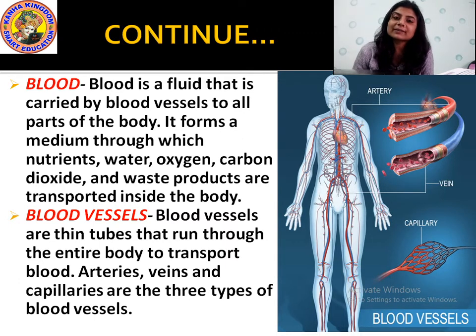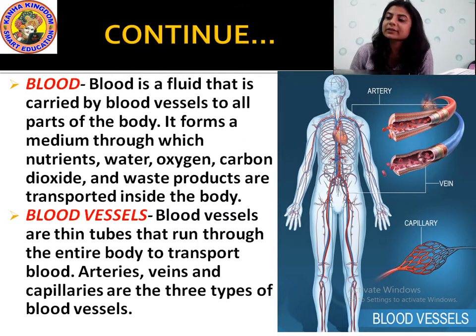And what are blood vessels? Blood vessels are the thin tubes that run throughout the entire body from head to toe, which contain three types: arteries, veins and capillaries. The three types of blood vessels are arteries, veins and capillaries. Okay, I hope you understood circulatory system.